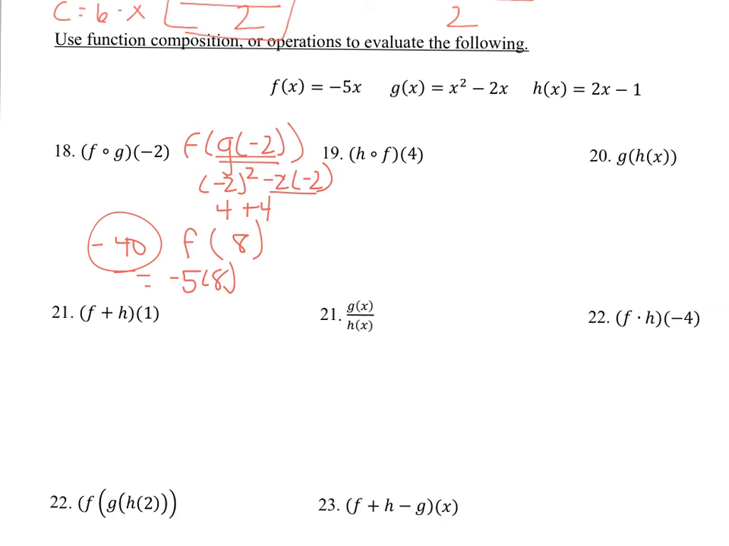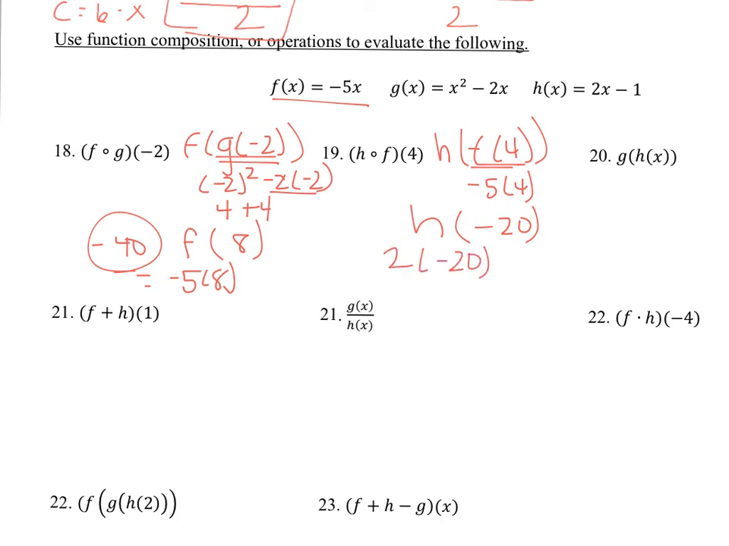If I do number 19, I have h of f of 4. So I'm going to do f of 4 first. So negative 5 times 4, which is negative 20. So I'm going to do h of that. So 2 times negative 20 minus 1. 2 times negative 20 is negative 40. Negative 40 minus 1 is negative 41.